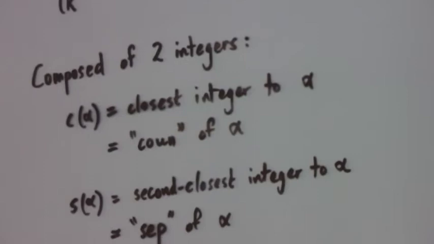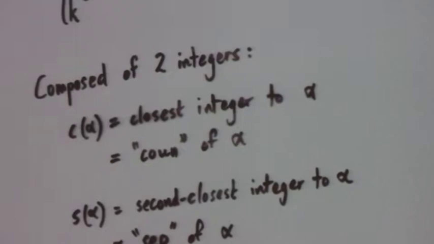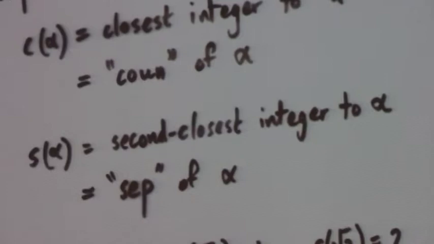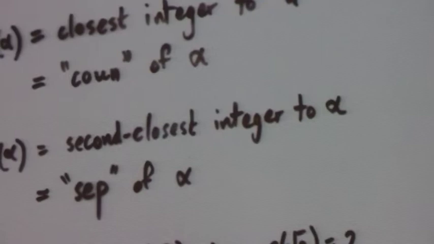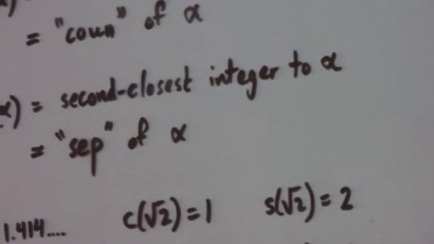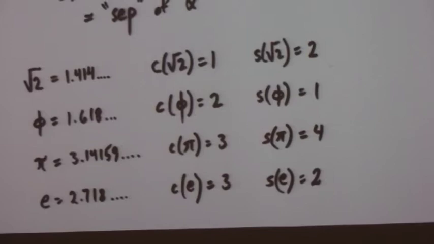C of alpha is the closest integer to alpha. So let's take pi as our example. If alpha is pi, then the closest, the caon as I call it, C of alpha, is 3. And S of alpha is the second closest integer, which is the other of the two integers that surround the number, so that's 4. Those are the two numbers that the sequence is always composed of.